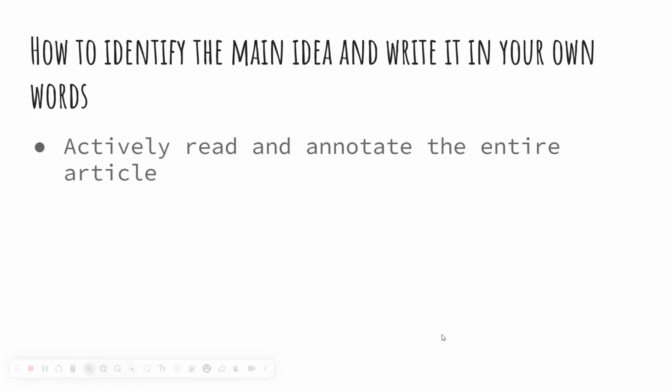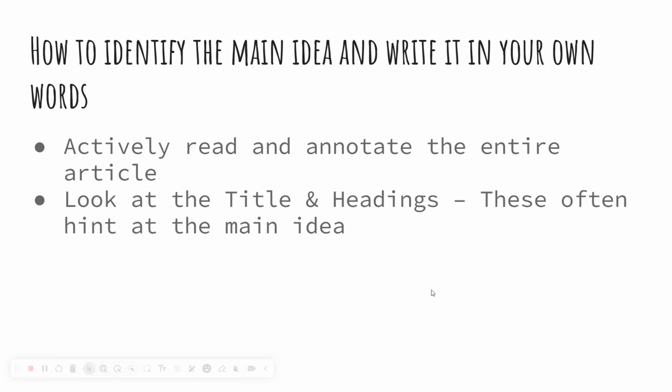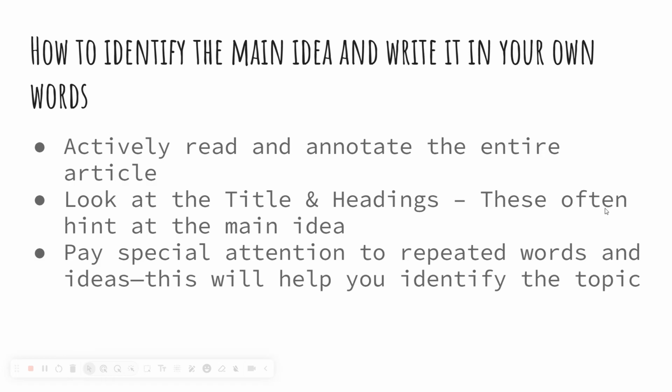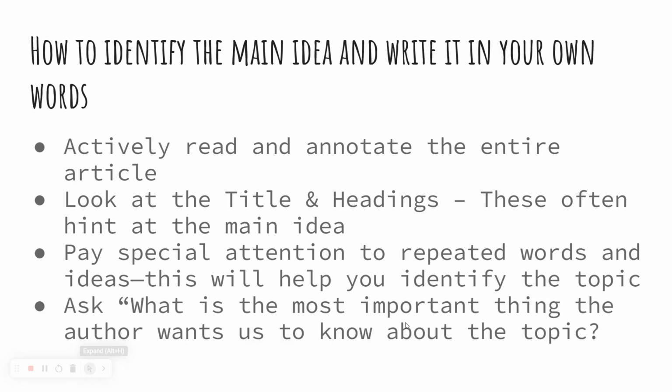All right. So first of all, it's really important to actively read and annotate the entire article so that you can get a feel for what the main idea of the entire article is, not just the first half of the article. So it's important to go through the whole article and really pay attention to what the author's saying. You can look at the title, and if there are headings, you would look at those because they will hint at the main idea. As you're reading and annotating, you should pay special attention to anything that's repeated, words and ideas. That helps you identify the topic. You might then ask, what's the most important thing the author wants us to know about this topic? And why does it matter?